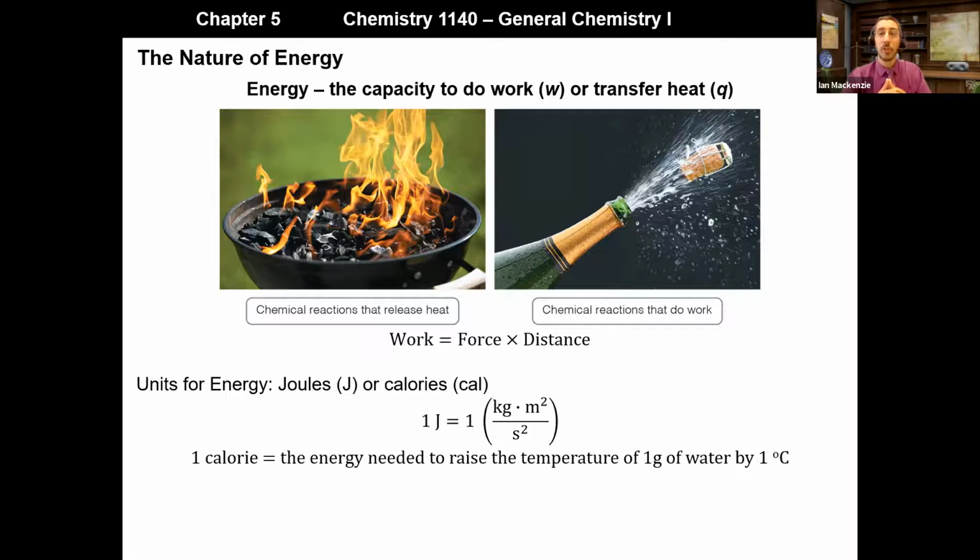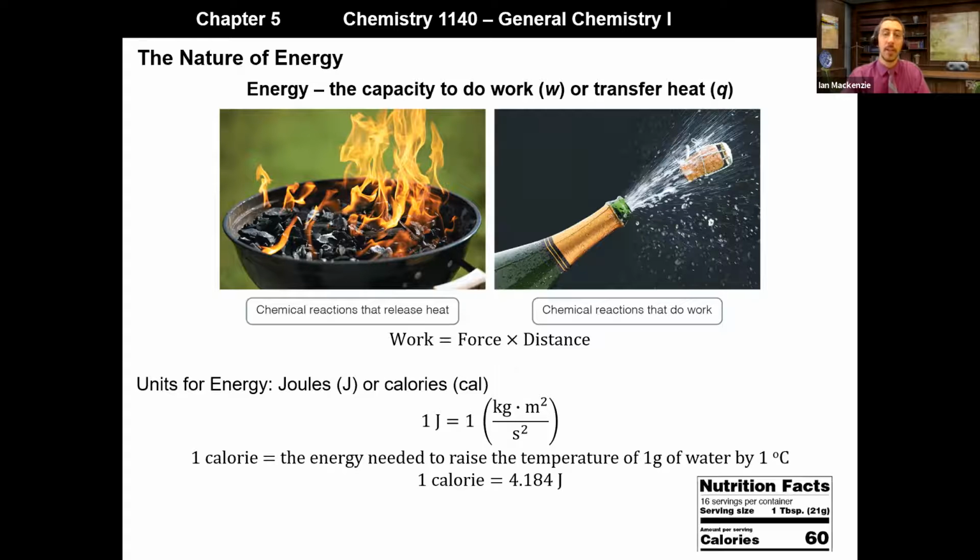Now, there's also the unit of the calorie. What exactly is the calorie? The calorie has been defined as the amount of energy required to raise the temperature of 1 gram of water by 1 degree Celsius. So 1 calorie can be related to joules, so that we can convert between those two. 1 calorie is equal to 4.184 joules.